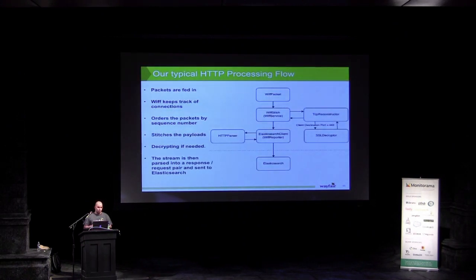All right, so what is HTTP processing? Essentially, you feed the packets in. Wiff keeps track of all the connections. It orders the packets by sequence number and stitches the payload together. If it needs to decrypt it, it does so. And then in our case, our reporter is configured primarily for Elasticsearch. So it wraps it up in a nice JSON document and ships it off to Elasticsearch for us.